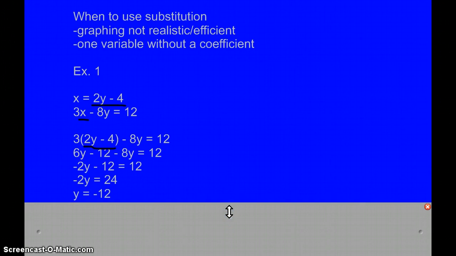Now, the next thing we have to do, we are not done with the problem. This is a mistake a lot of people make because they think, oh, I've got my variable, I'm done.